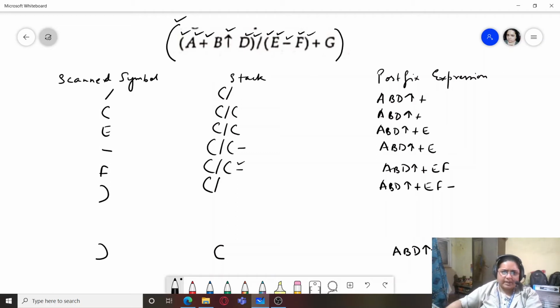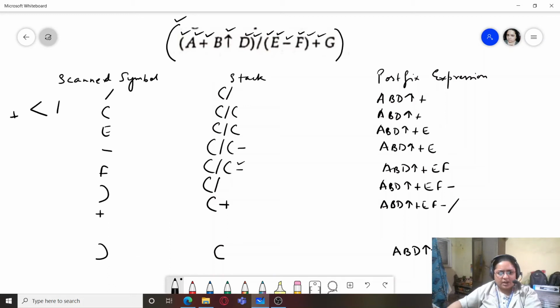F. Then we have a plus sign. Now you can see there is a plus sign over here. Now this is the plus sign and this is the division sign. So whose priority is greater? Obviously the priority of division is greater. So in this case we will first pop out division from the stack and append it to the postfix expression, and we will simply push the plus sign onto the stack.